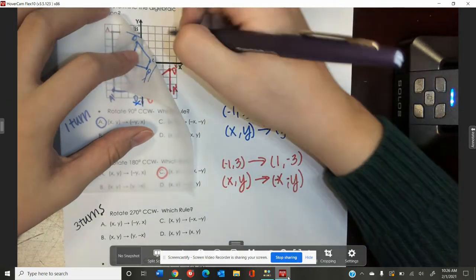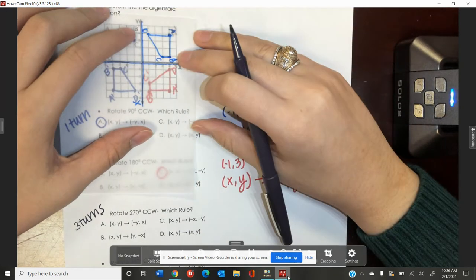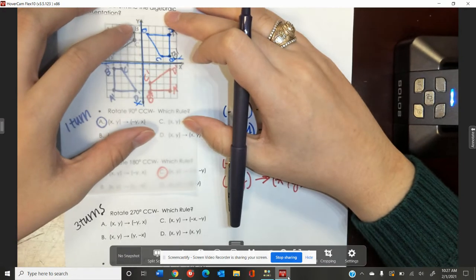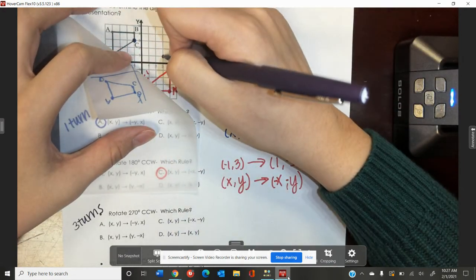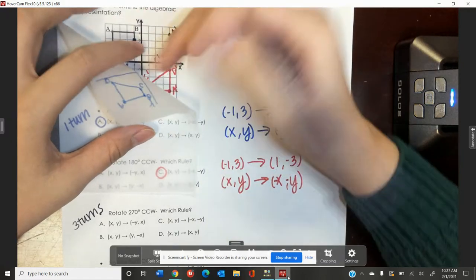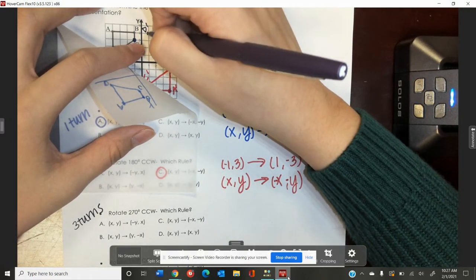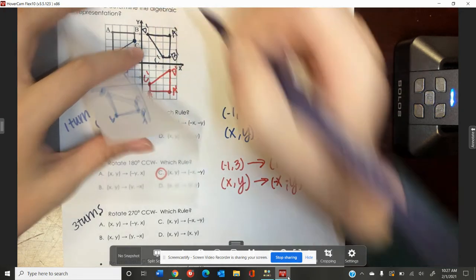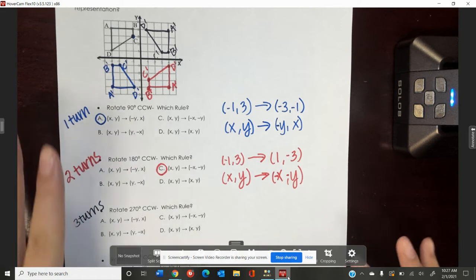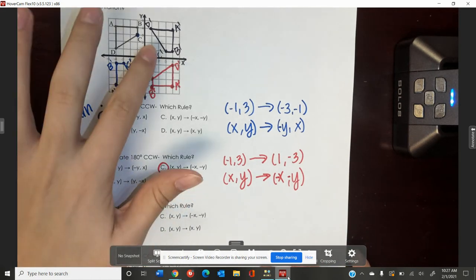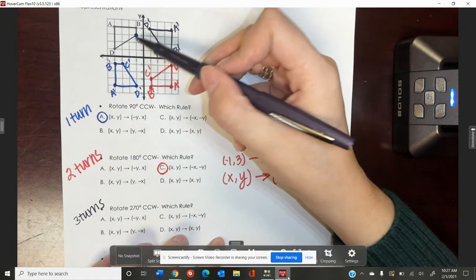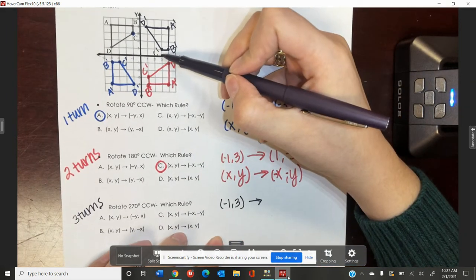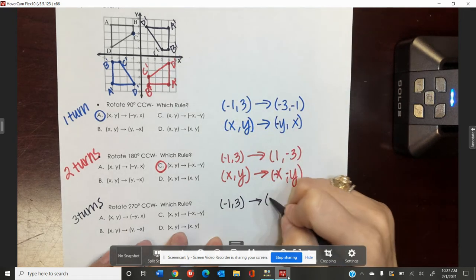So first I have A at 4, 4. Then I have B at 4, 1. I have C at 3, 1. And I have D at 1, 4. So I'm going to connect my dots. And now let's see how the 270-degree rotation has affected our original image. So here again, I'm starting off with C at -1, 3. After this has been transformed, C is now at 3, 1.